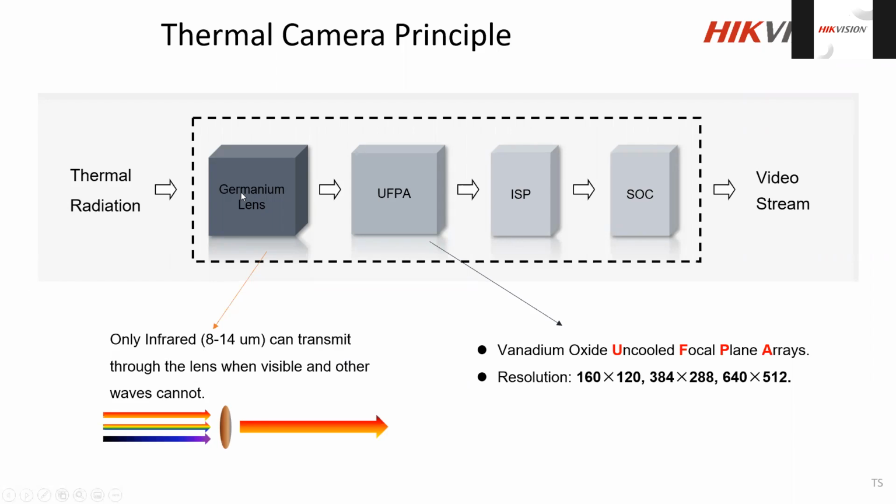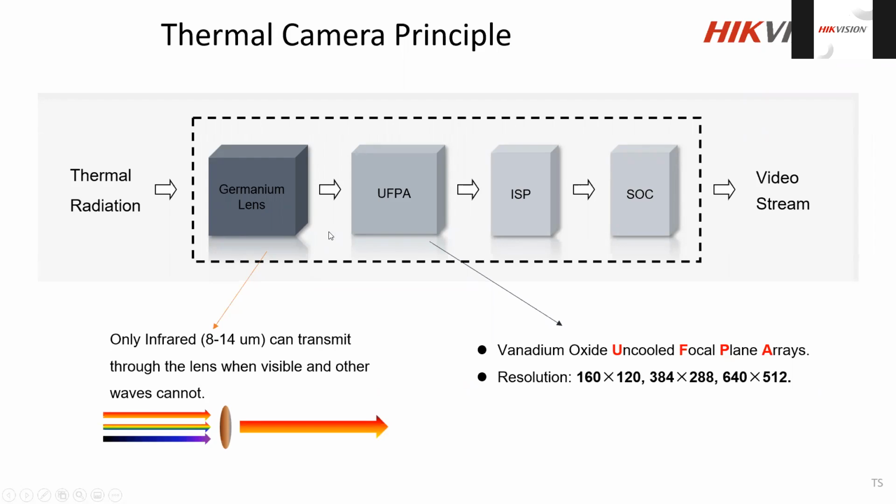And we have a very specific lens called a germanium lens, which is able to filter out all the visible light waves and let in only the infrared. So this lens is used on the thermal camera to filter out all the visible light and only get the infrared signals into it.